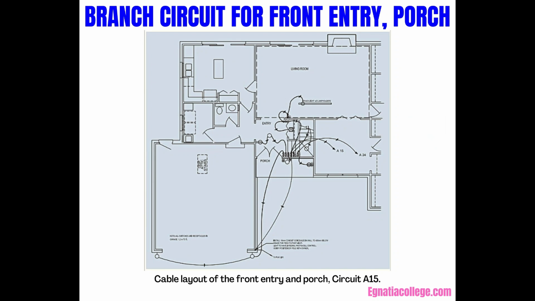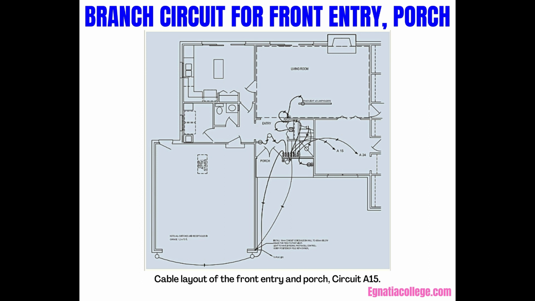Branch circuit for front entry, porch. This figure shows a possible device and wiring layout for the front entry and porch area. This area is connected to circuits A15 and A24. The home runs enter the 6-gang switch box next to the front door.